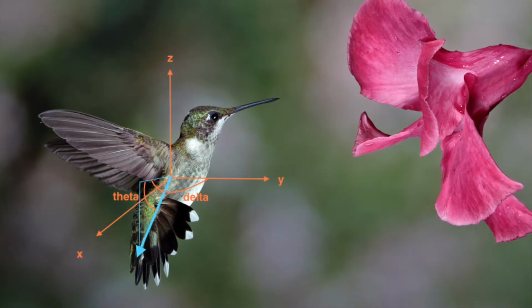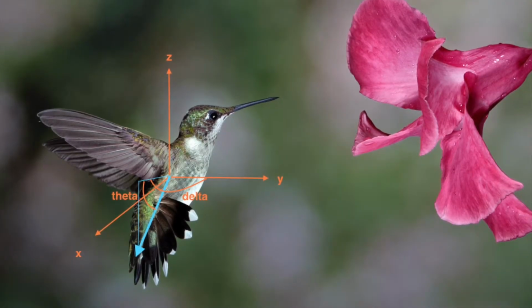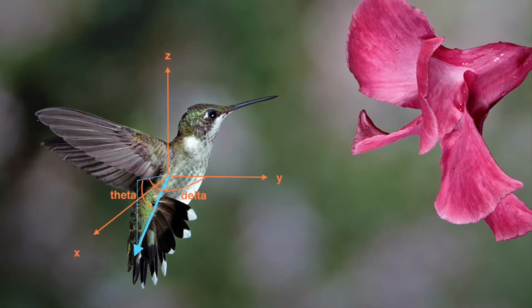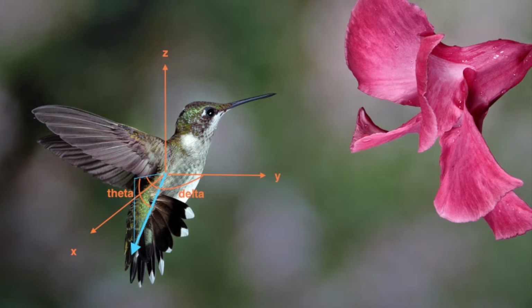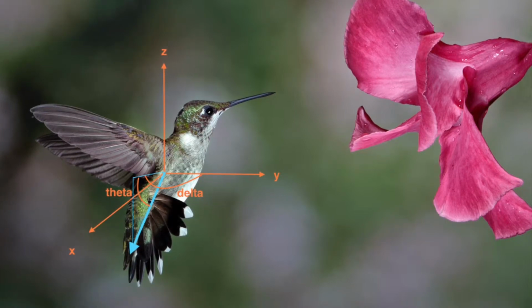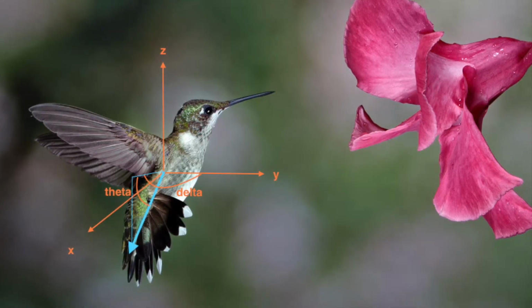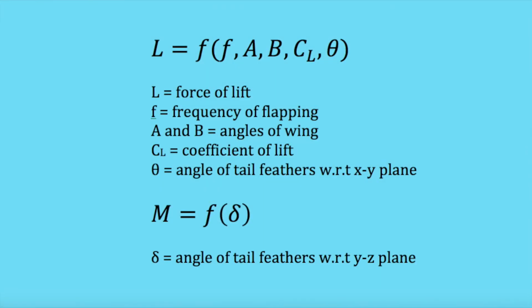The movement of the tail feathers also affects lift and controls the rotation of the bird about the z-axis. We will define the angle of the tail feathers with respect to the xy plane as theta and the angle with respect to the yz plane as delta. Therefore, the function of lift is dependent on the frequency of flapping, the angles A, B, and theta, and the coefficient of lift of the hummingbird's wings. The moment about the z-axis is a function of the angle delta.